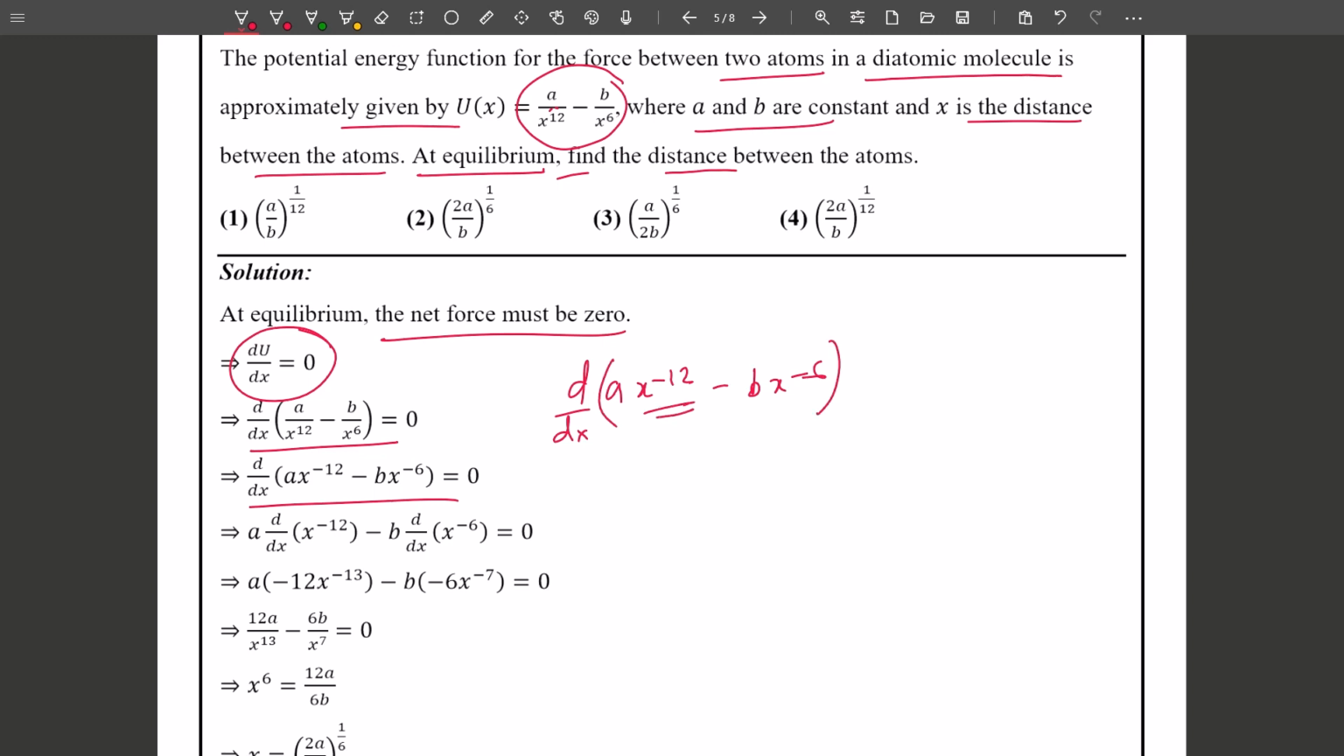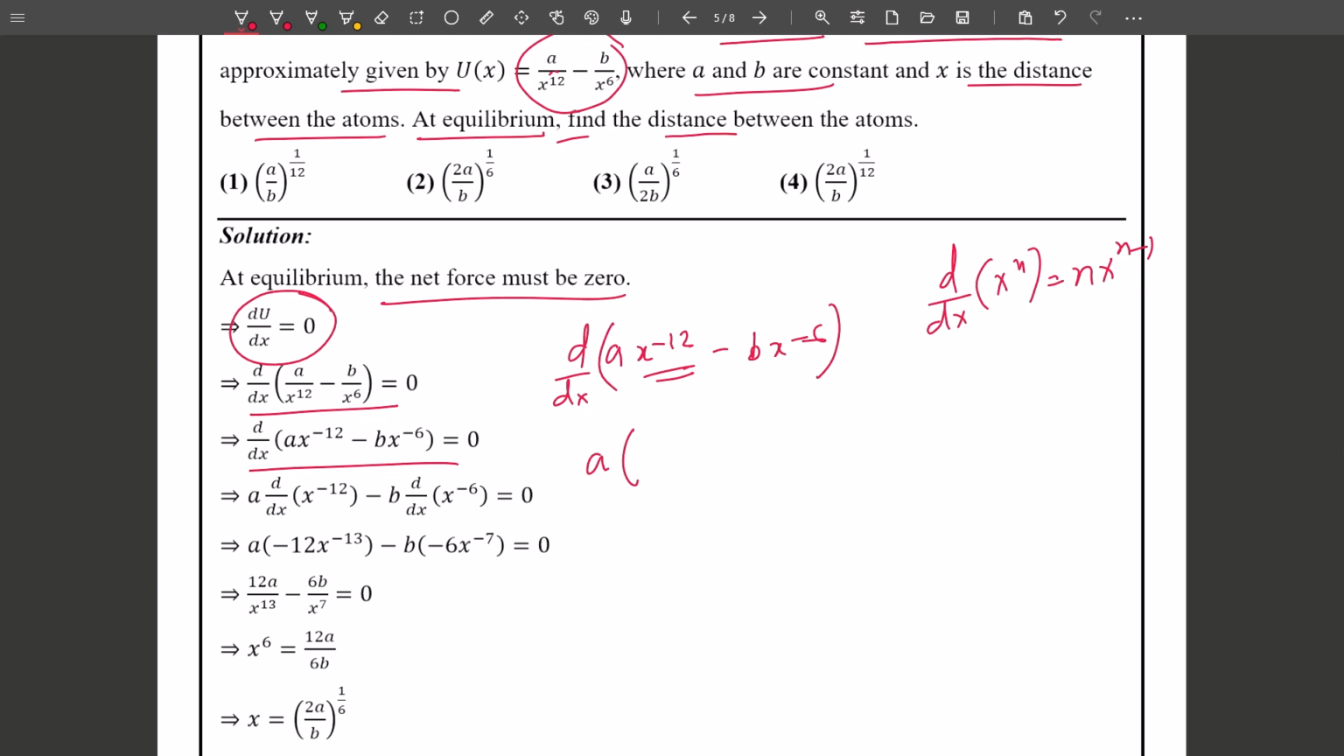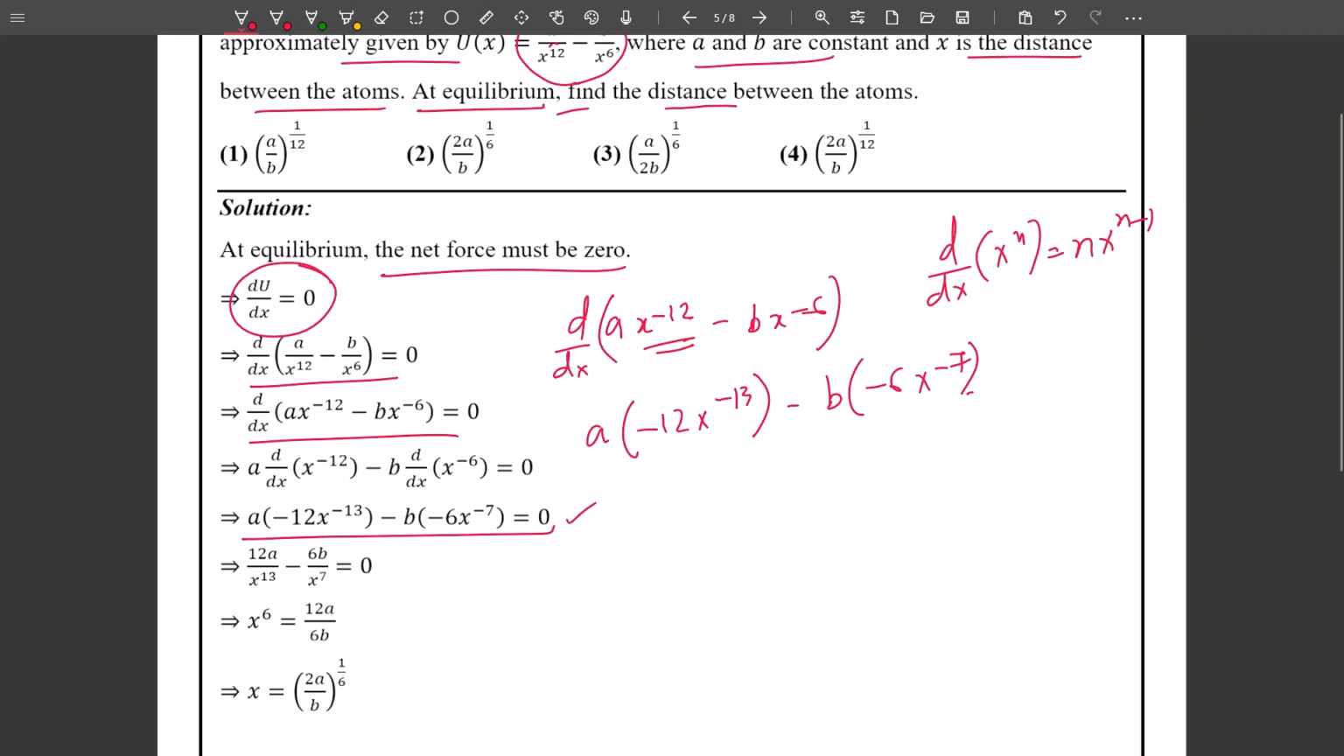So for x to the power minus 12, we can find the derivative using the x to the power n formula. d/dx of x to the power n equals n x to the power n minus 1. I hope you all know this. This is just simple mathematics. So minus 12 A x to the power minus 13 minus B into minus 6 x to the power minus 7. That is what is done here. So now it becomes a simple equation, and we can accordingly find the value of x. So this x is the point of equilibrium.